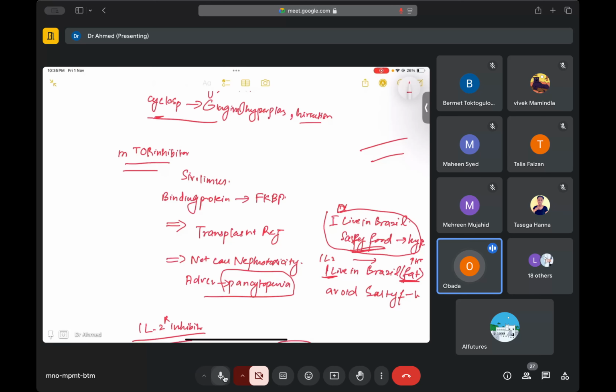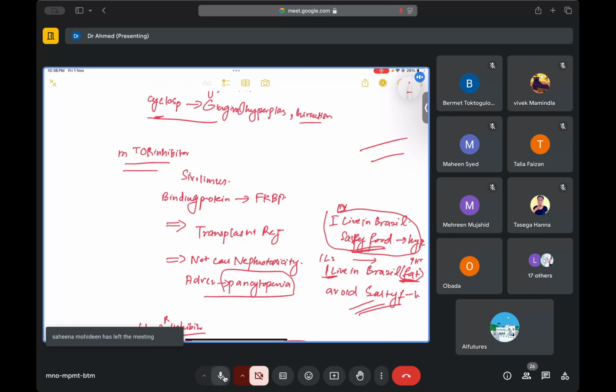But the Brazilians are not fat at all. Just assume that they are fat. I'll be giving you an example of that, but just leave that. Those who understood? So, I live in Brazil. They are fat, so they avoid eating salty food. Fat for edema. So IL-2 inhibitors, that is basiliximab, cause edema and hypertension. You should write down this mnemonic because we worked a lot to make it.